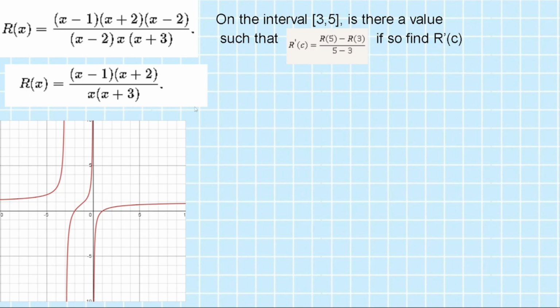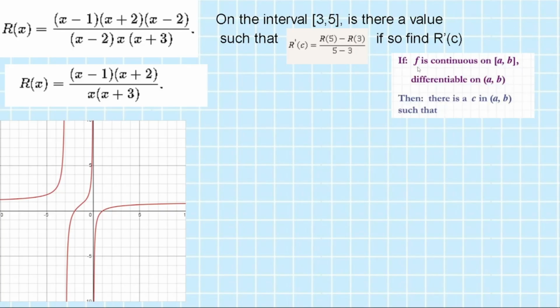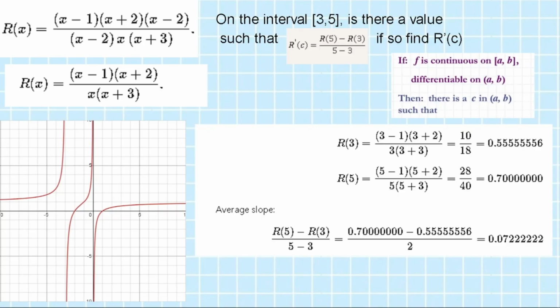So we're going to take a look, and I want to remind us that we did have a hole at negative 2, and we do have vertical asymptotes, but those aren't in this interval. So the function is continuous, and on this interval it is differentiable by looking at the graph. So there is a point c that would solve it. But we're not trying to find the point c, we're just trying to find the value of the R prime. To do this, we plug in 3 and 5, and we get 0.55 and 0.7.